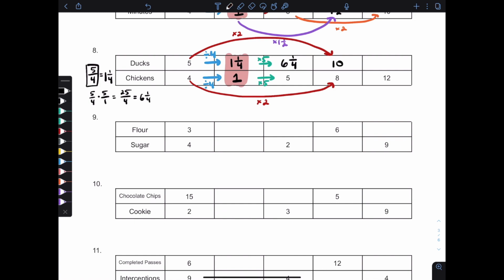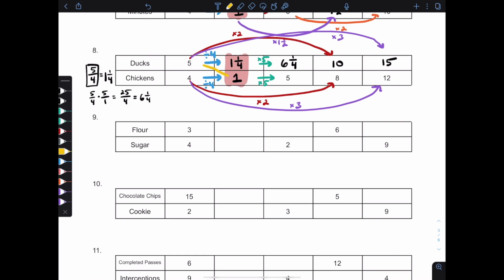Okay. And then for this last one, from 4 to 12, we can just multiply by 3. And then from 5 to this blank, we can also multiply by 3. So that means that we need to put a 15 right above this 12. Okay. If you want to check this, obviously you're welcome to.